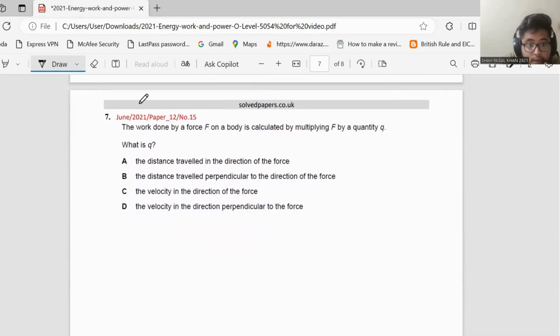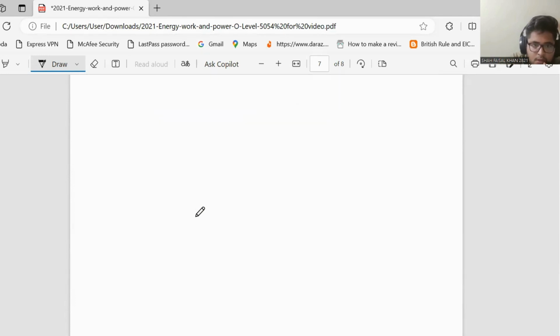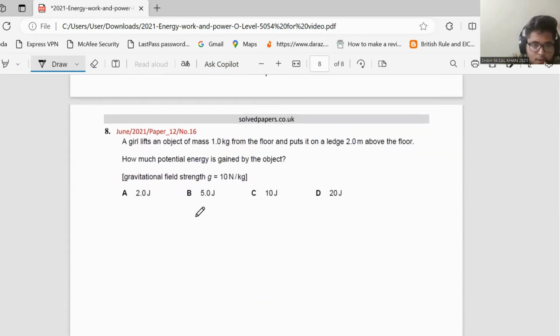Let's do question 7. The work done by force F on a body is calculated by multiplying F by a quantity Q. What is Q? So it is the velocity that is not included. I think it's the same question repeated. Yes, it's the same question we have done, and its answer was A, hence it will be A.